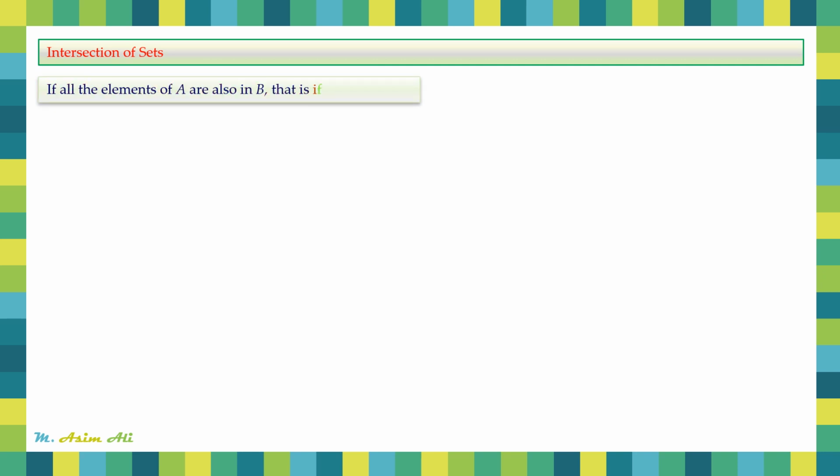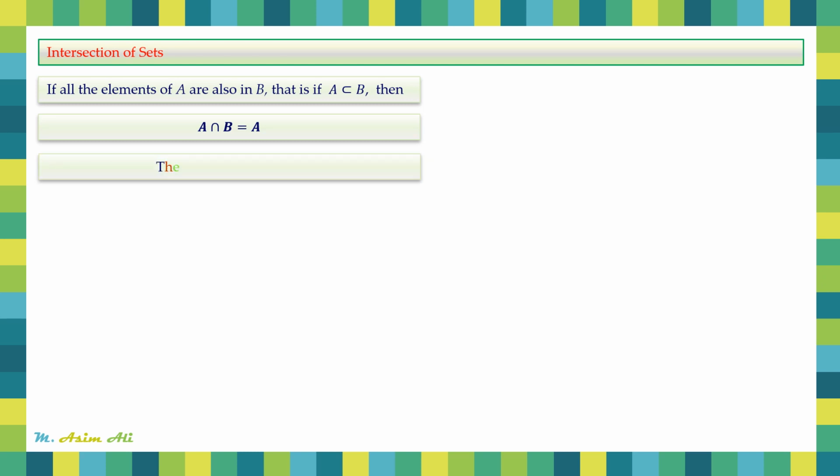Let us consider two more scenarios of intersection of two sets. It is quite possible that all of the elements of a set are contained in a bigger set, and that there is no element in the smaller set which is different from the elements of set B. In that case, the smaller set A is a subset of the bigger set, and we can say that A intersection B is equal to the smaller set A.